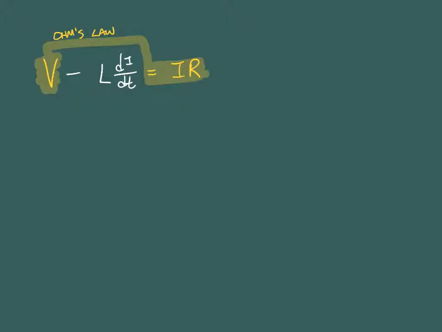Because as soon as current stops changing, if that equals 0, if current flow stops changing, getting bigger or smaller, then that differential goes to 0 and that term drops out and you just have V equals IR.